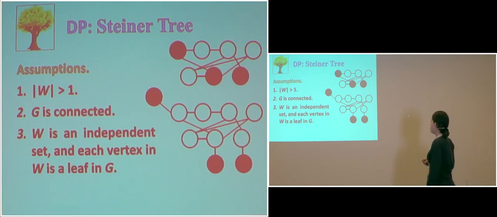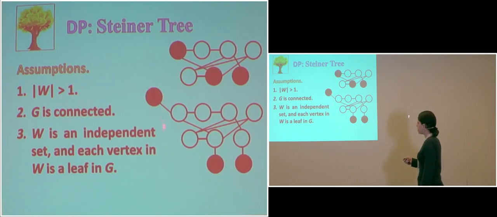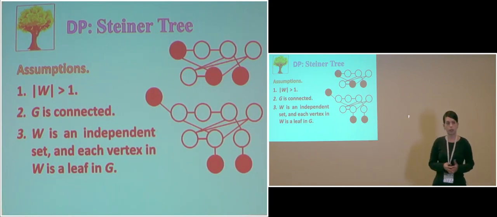Now why is this okay? Suppose we have some Steiner tree here at the top. Just add these edges, and you get a Steiner tree at the bottom, right? You just add these new edges, and that's it.